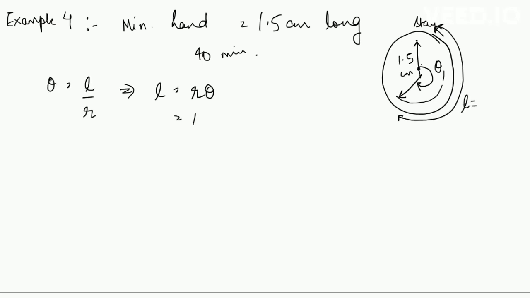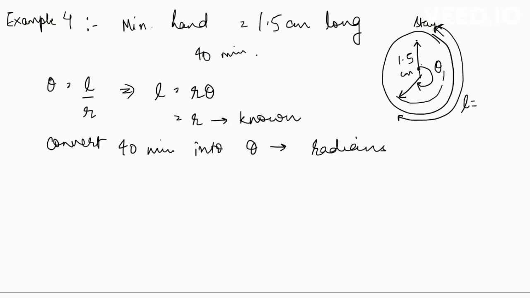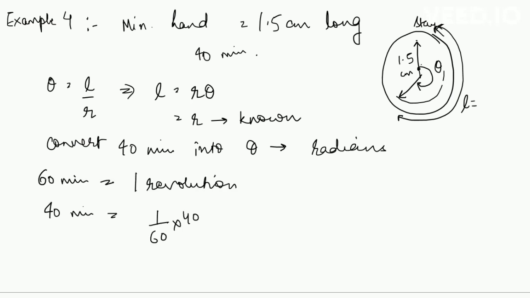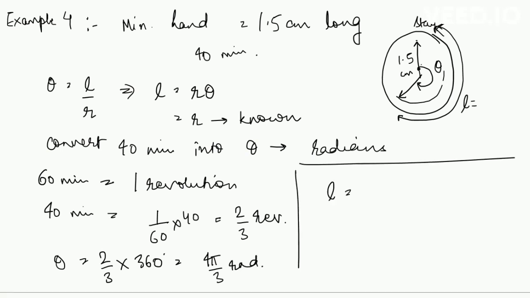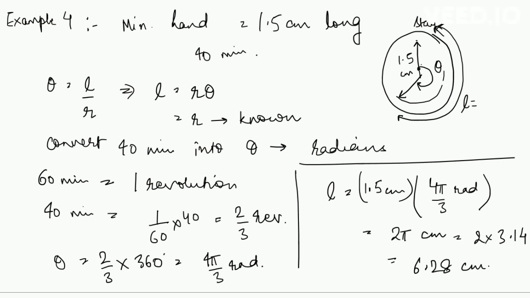So we know R. Convert 40 minutes into theta, that is radians. Radians is the measure of an angle. So 60 minutes is 1 revolution and 40 minutes is 2 by 3rd revolution. So you can compute the angle by 2 by 3 into 360 degrees, where it is coming out to be 4 by 3 radians. So L can be computed by R into theta, which came out to be 6.28 centimeters.